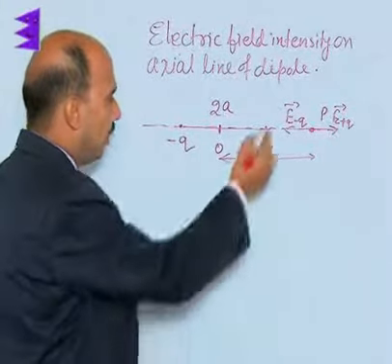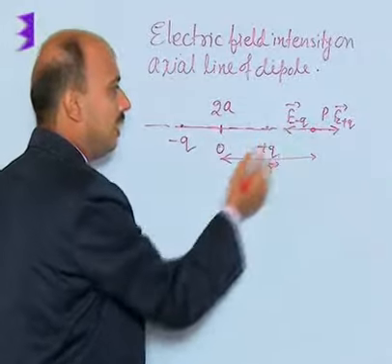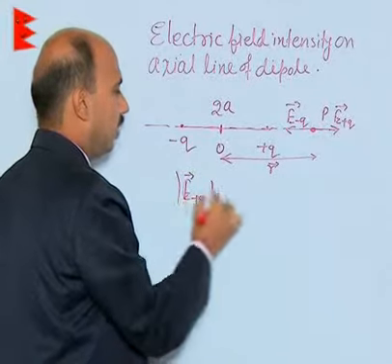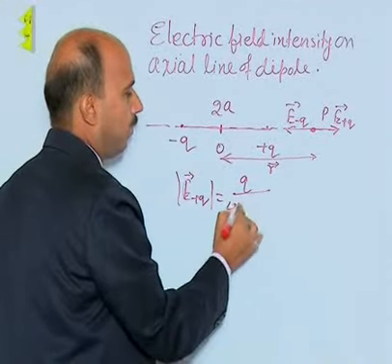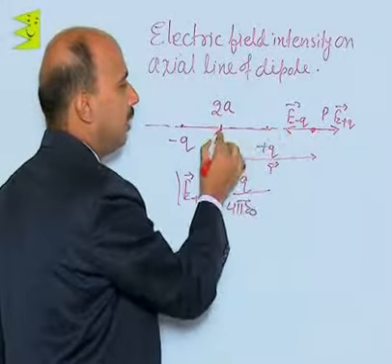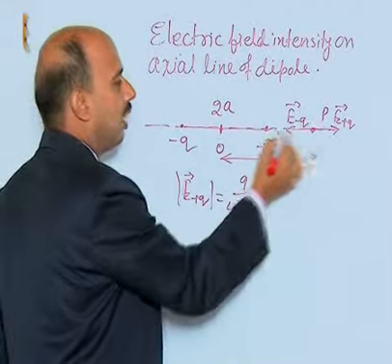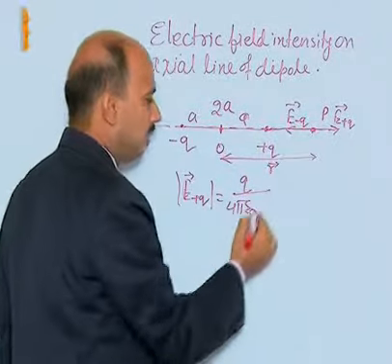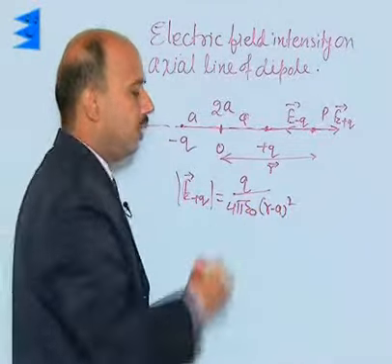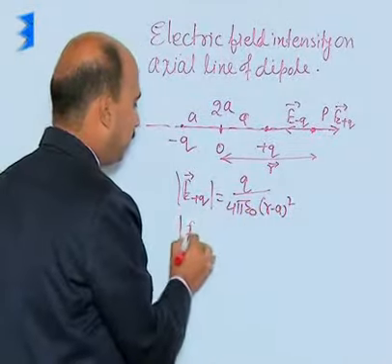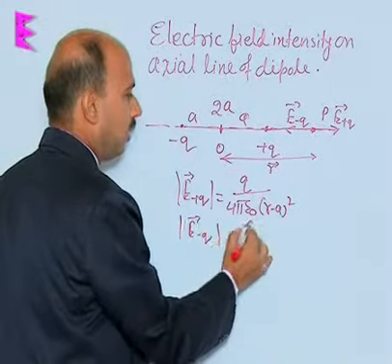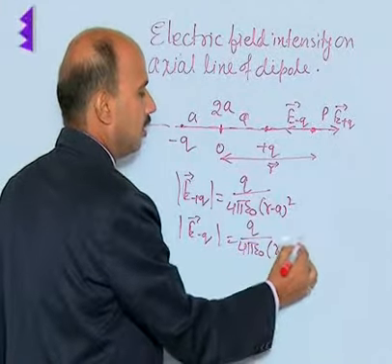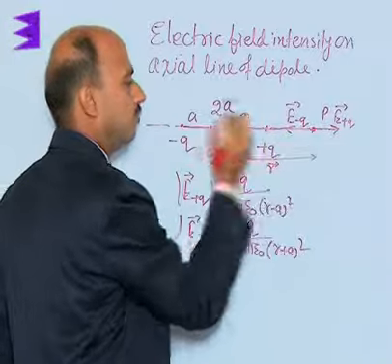So here we can write the electric field intensity, that is, the magnitude of E plus Q is equal to Q upon 4 pi epsilon naught. The distance from here to here is R minus A, because this is A, this is A. So due to plus Q we need this distance, that is, R minus A whole square. The electric field magnitude of minus Q can be written here as Q upon 4 pi epsilon naught R plus A square. This is from here to here.